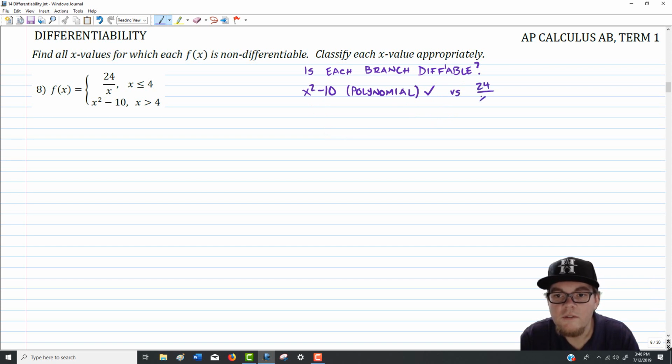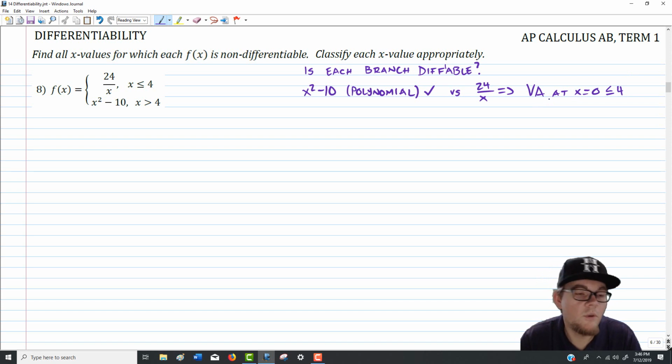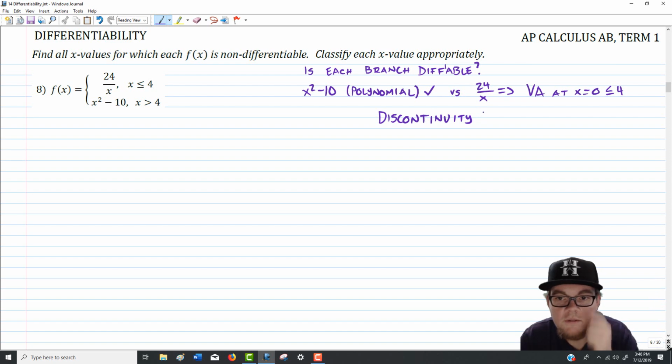So 24 over x. 24 over x has a vertical asymptote at x equals 0. And now, of course, before I go forward and talk about it, if I look, 0 is less than or equal to 4, which tells me right off the bat that, in fact, there is one value for which the top branch, or the left branch, is actually non-differentiable. So we can say right now that there is a discontinuity, one of the disqualifying differentiability offenses. In particular, as we said, that is a vertical asymptote at x equals 0.